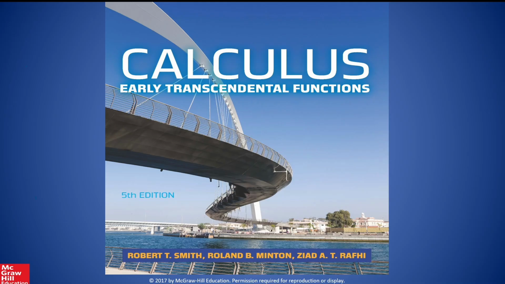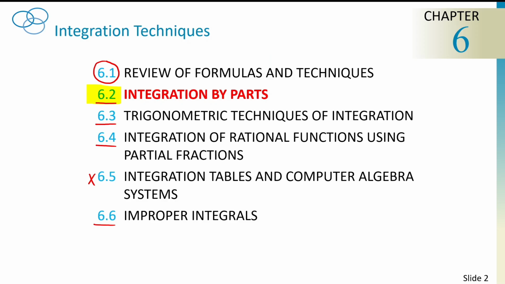This is the front page of our textbook that we're using. This is the same textbook that you have used in Calc 1. Now in Calc 1, you stopped at chapter 5. In Calc 2, we're going to continue from chapter 6. From chapter 6, we're going to cover 4 sections: 6.2, 6.3, 6.4, and 6.6.